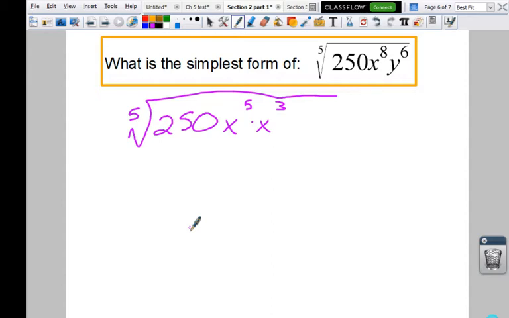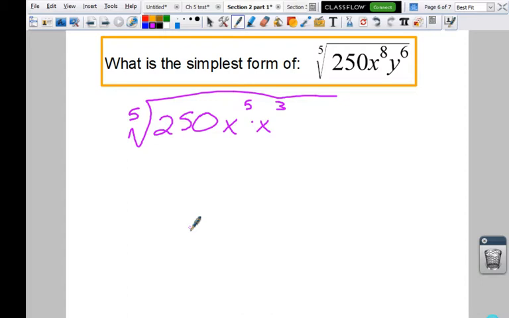Can't you break down the 5 more though? You want it to be 5, you want it to be the same number as the index. Yeah. And we can't split apart that 3 anymore. Alright, so we're gonna keep going.